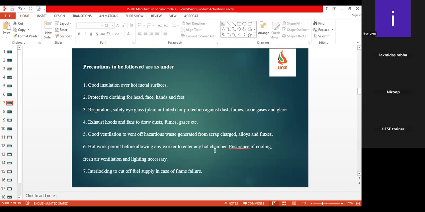Then interlocking to cut off the fuel supply in case of any flame failure. Sometimes the flame goes off but the fuel is still completely spraying. In such a case there is a huge dump of unburned fuel. In case of any sudden ignition, it leads to an explosion. So there should be an interlock system so that we can avoid such situations.